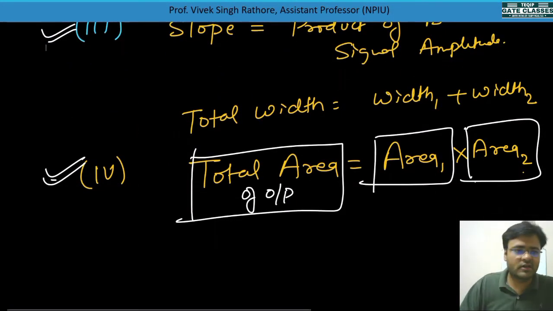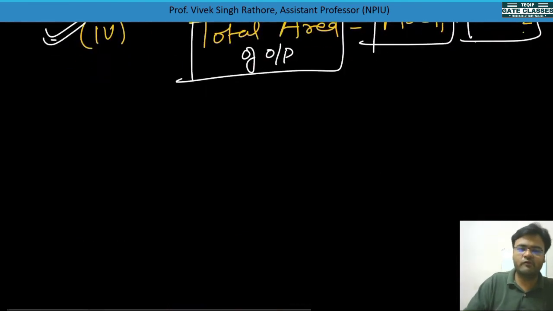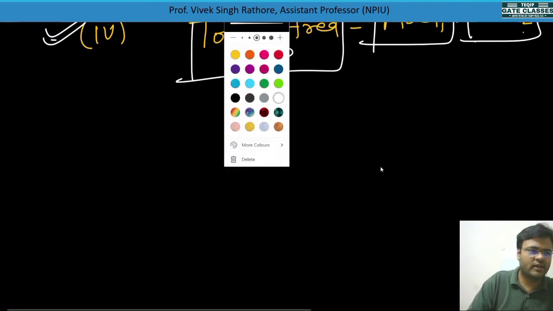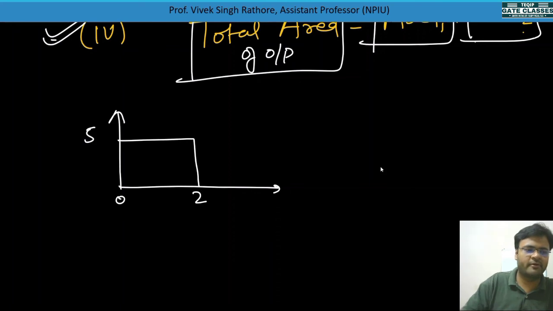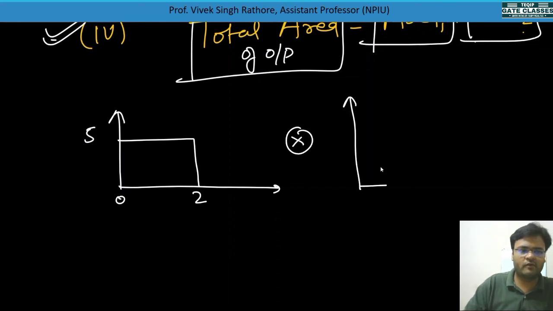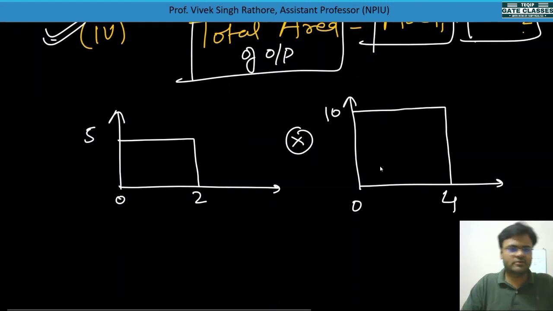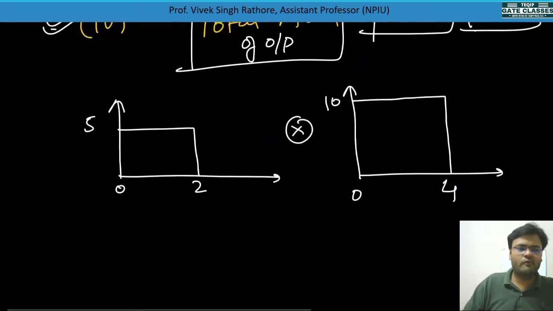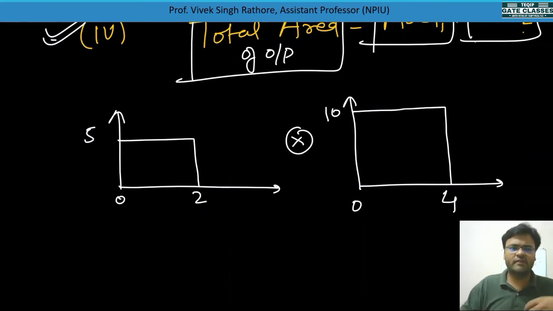But this I have told you for when both signals are of the same duration. What will happen when different durations are there? We'll see one question like this. I have given you homework also, the same question. Suppose 0 to 2 is there and the amplitude is 5, and I have convolved it with, maybe, 0 to 4, and the amplitude is, I think, 10. So when we are convolving two signals of different durations, then what will happen?